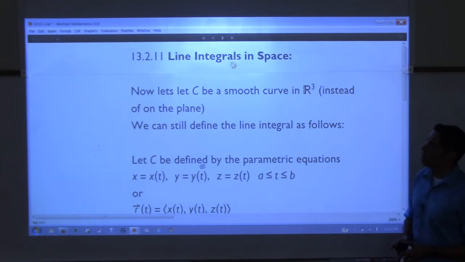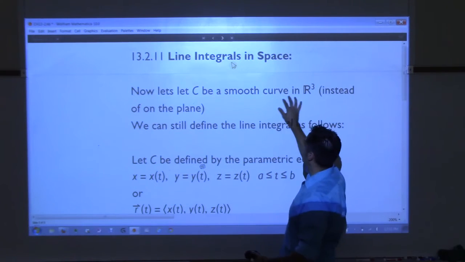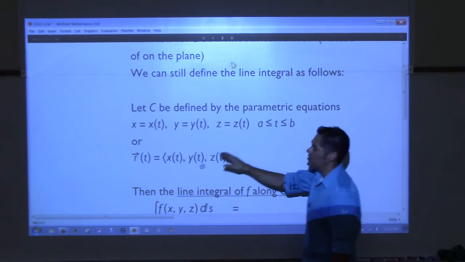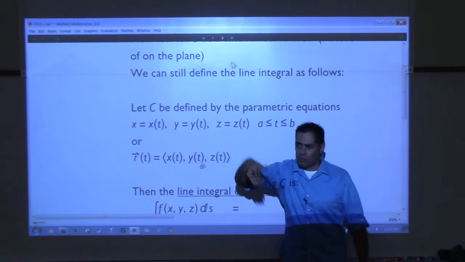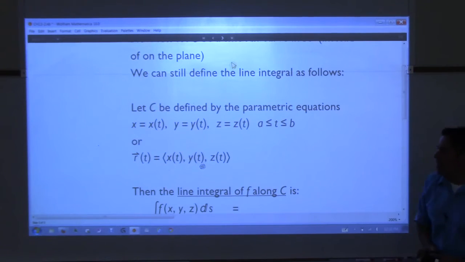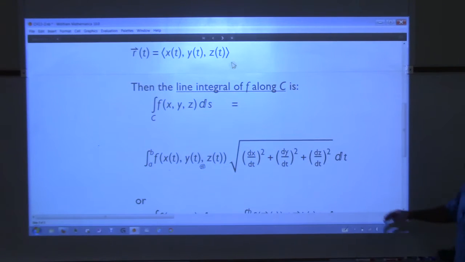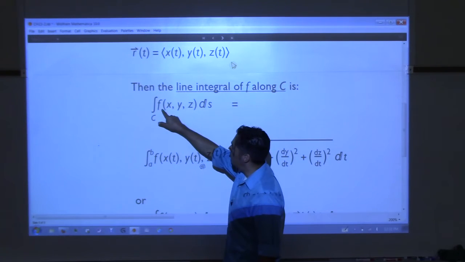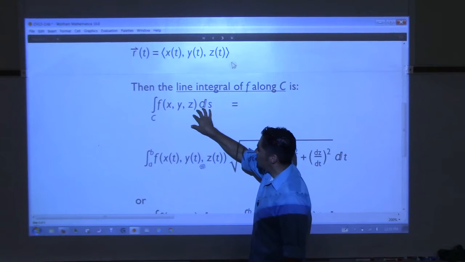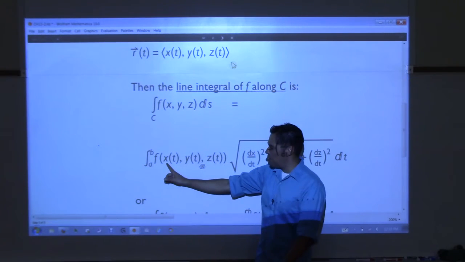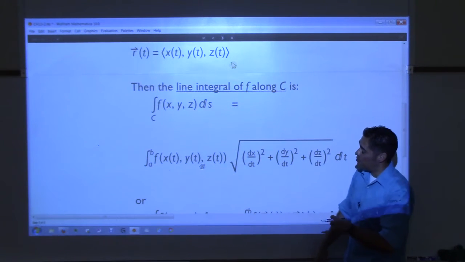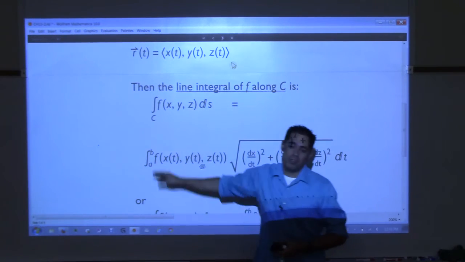So same thing here with line integrals. This time, let C be a smooth curve in 3-dimensional space. Let C have parametric equations x, y, and z, so we can draw the curve. Then the line integral with respect to arc length of the scalar function f of x, y, z along C is going to turn into: replace the x with the parametric equation for x, replace the y with the parametric equation for y, replace the z with the parametric equation for z. It'll go from a to b, which is our restriction on t.